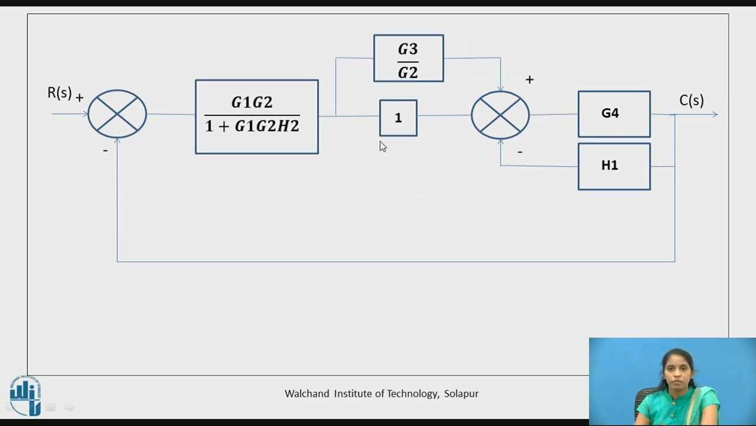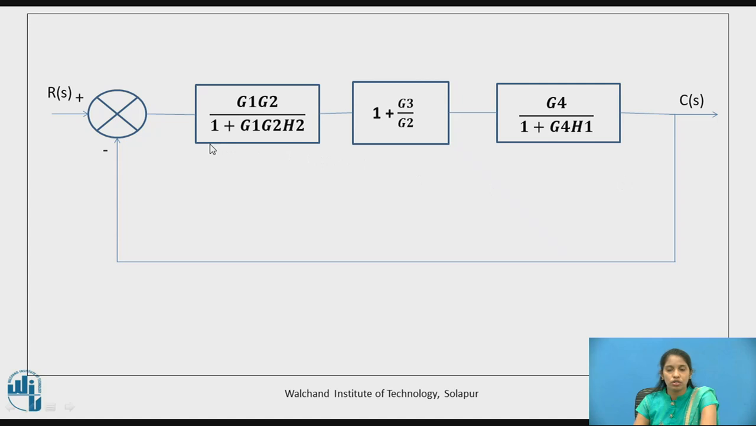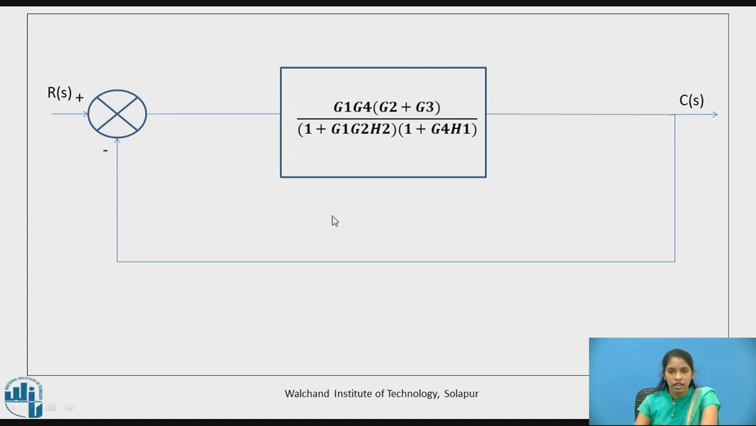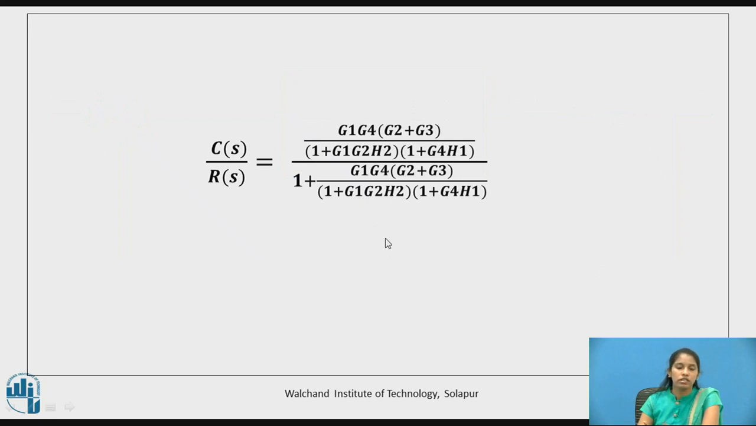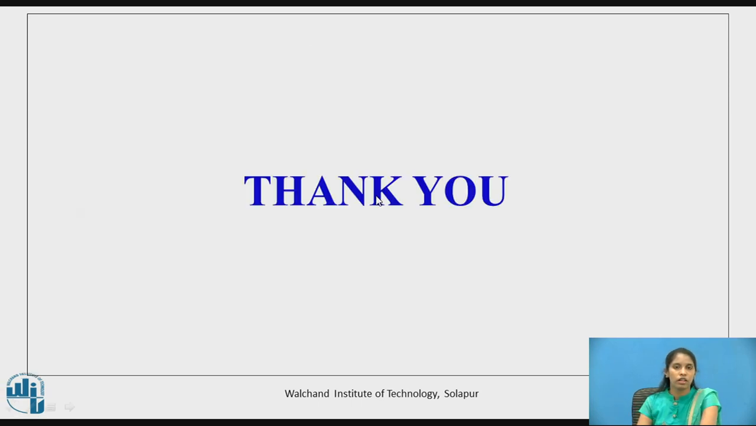After that, these are connected in parallel, so it is reduced. If you observe, three are connected in series and then they are connected into a single block. It shows a closed loop. This is the simplification. These are the references. Thank you.